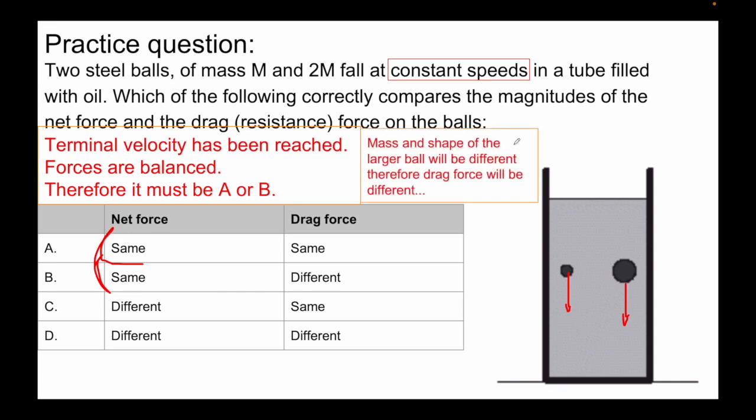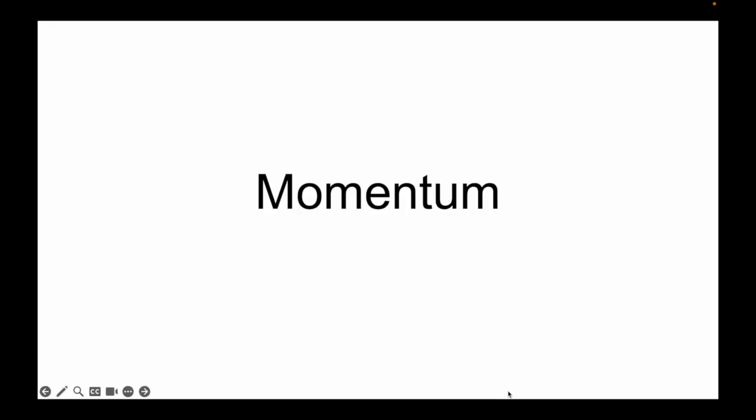If the mass and shape of the larger ball are different, then the drag force is going to be different. So what's the drag force going upwards on the large one compared to the small one? I'll bet you can guess. In that case, it's going to be different. Our answer is going to be B. All right, let's take a look at momentum.